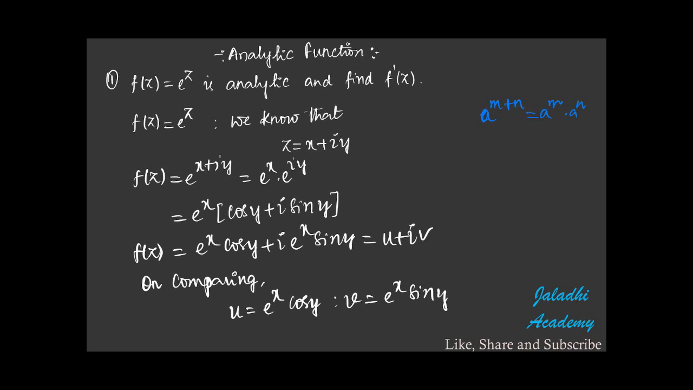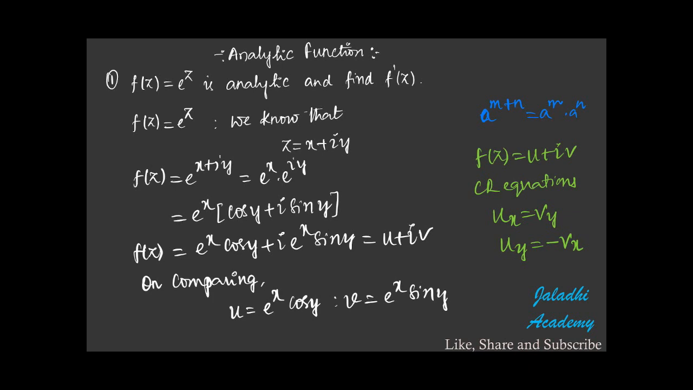For that, the given function f of z equals u plus iv is said to be analytic if it satisfies the CR equations. So what are the CR equations? That is ux is equal to vy and uy is equal to minus vx. If the given function satisfies these two, then we can conclude that the given function is analytic. The detailed derivation for the Cauchy-Riemann equations is given in the previous video, or you can find the link in the description box.